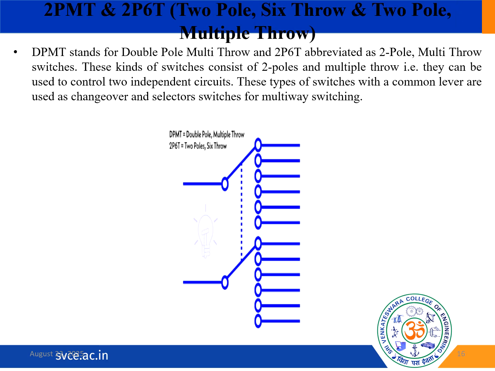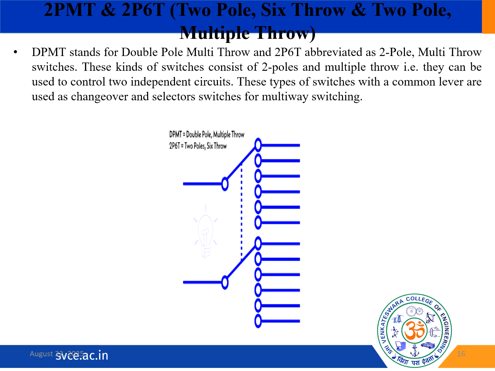So next we have two pole six throw and two pole multiple throw, which can be represented as 2PMT and 2P6T. DPMT stands for double pole multi throw, and we call it 2P6T, which is abbreviated as two-pole multi-throw switches. The exact representation of the diagram is shown below, so you can check this diagram.